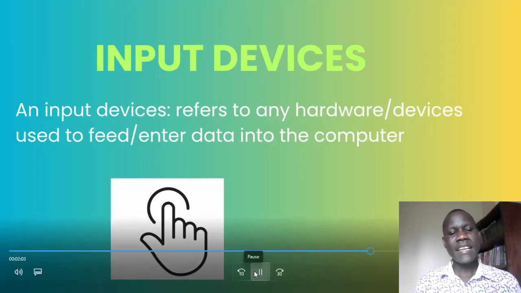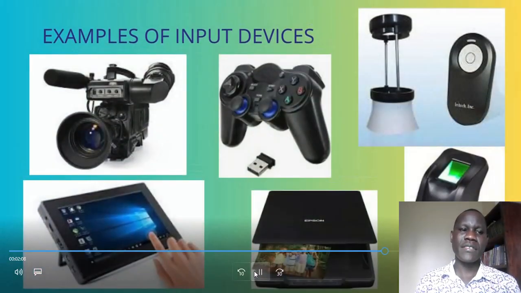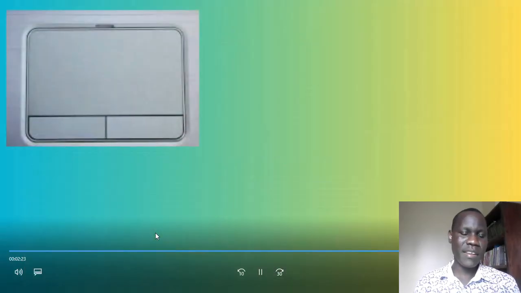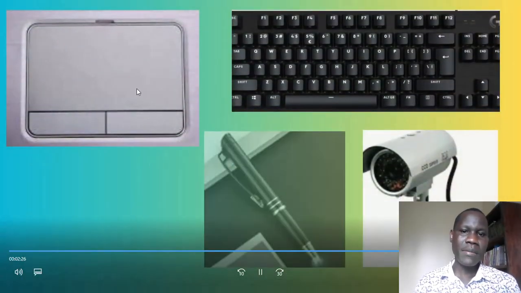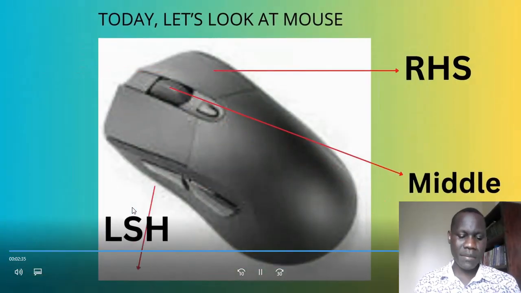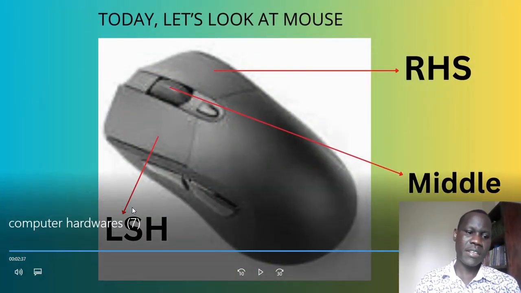Now, let us look at the examples of input devices. One of the examples of input devices we have digital camera, we have gamepad, iris scanner, fingerprint scanner, we have scanner. Even touch screen is also one of the examples of input devices. We have touchpad, we have computer keyboard, we have CCTV camera, we have light pen. Even mouse is one of the examples of input devices.